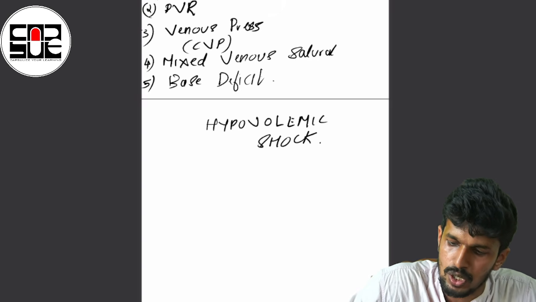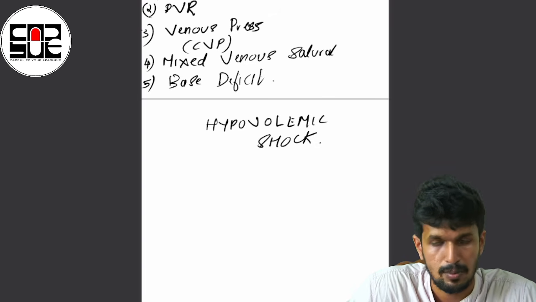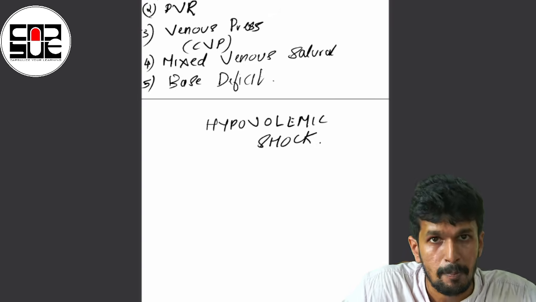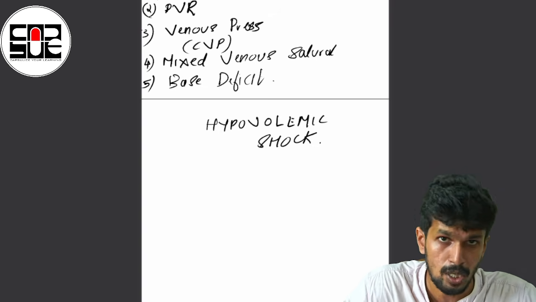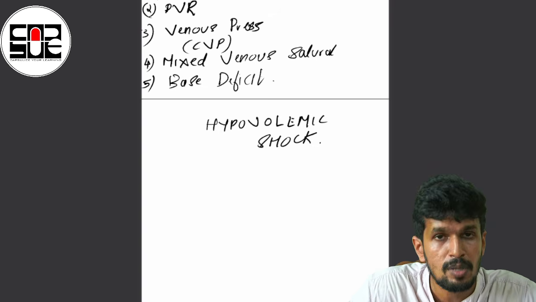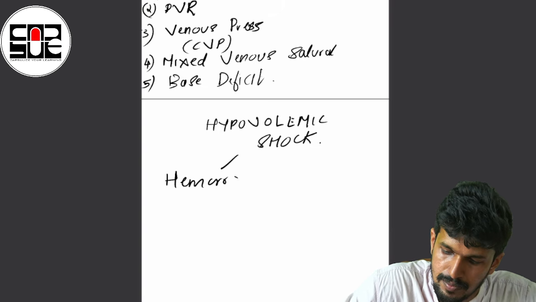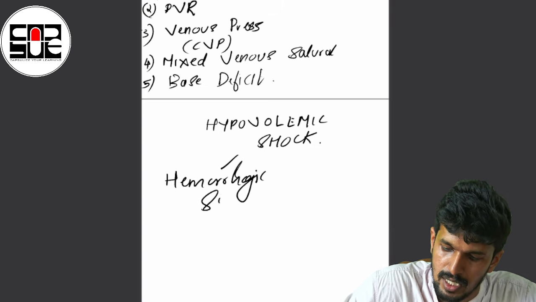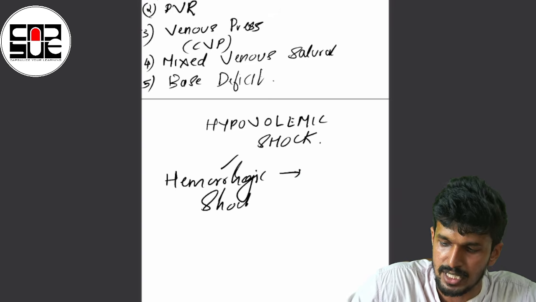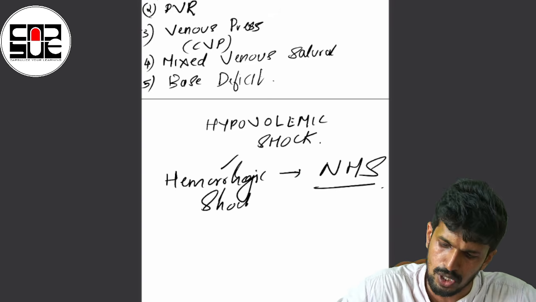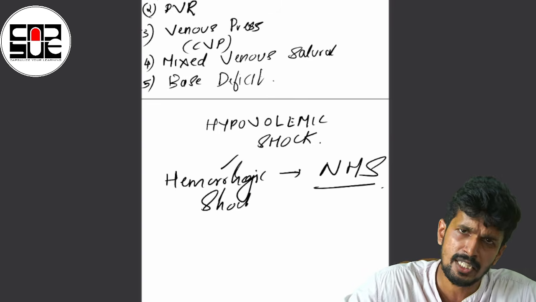So basically, what is hypovolemic shock? The most commonly seen hypovolemic shock is hemorrhagic shock. But that does not imply that the only hypovolemic shock is hemorrhagic shock. Hypovolemic shock is basically divided into hemorrhagic shock, and second is non-hemorrhagic shock. I've just written a short form, non-hemorrhagic shock. So what happens in hemorrhagic shock?